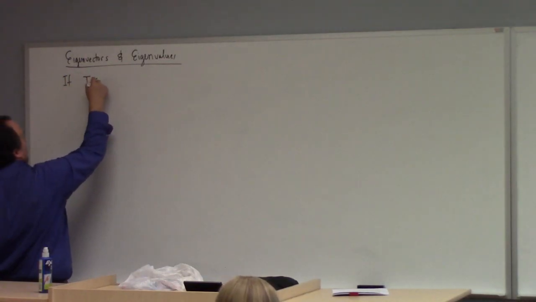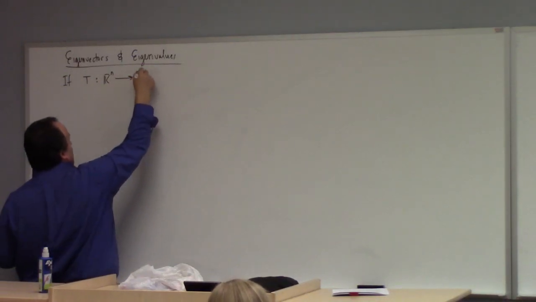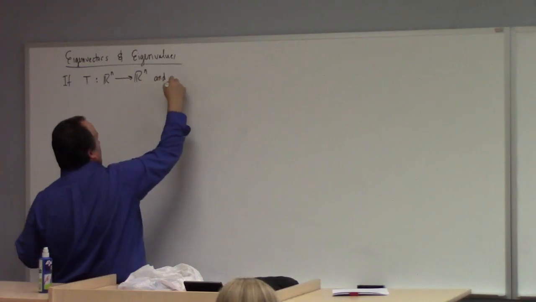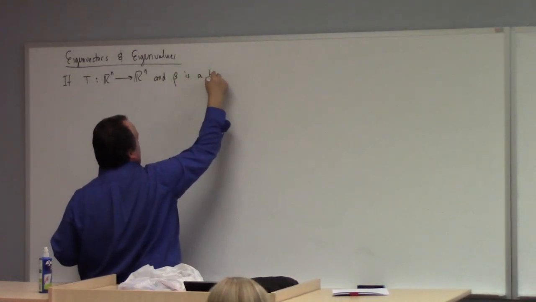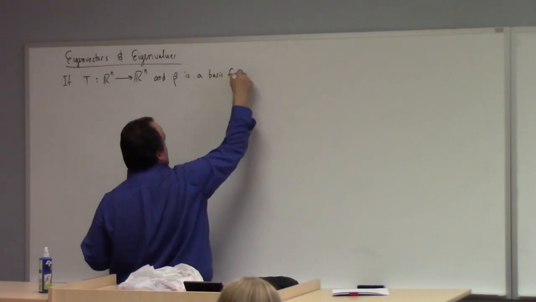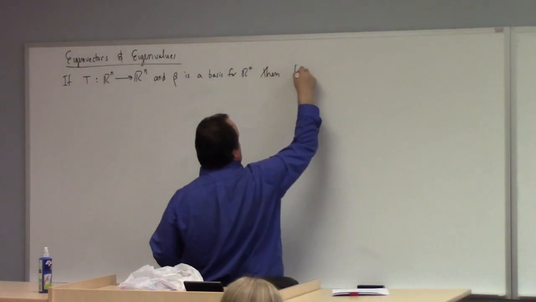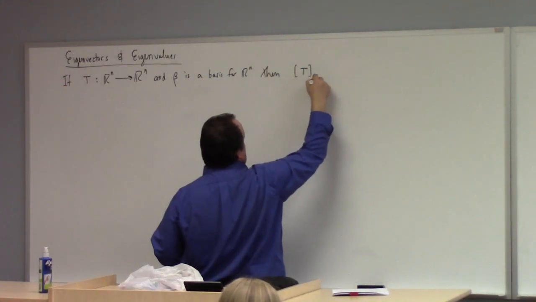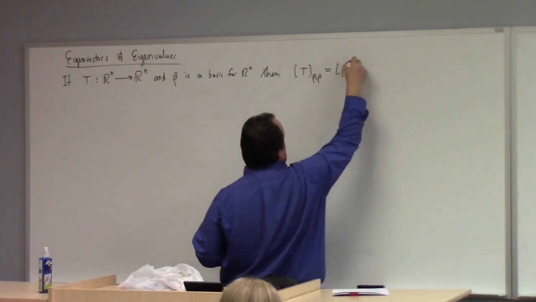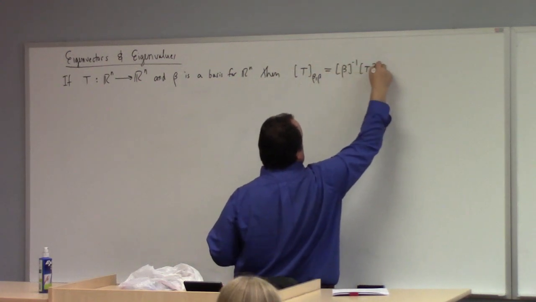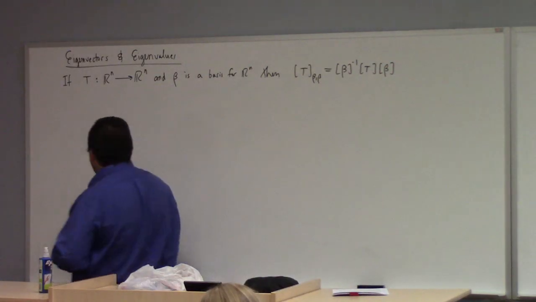So if T is a linear transformation from Rn to Rn, and beta is a basis for Rn, then we proved that the matrix of T with respect to the beta basis was equal to beta inverse, the standard matrix of T, times the basis matrix of beta again, right?